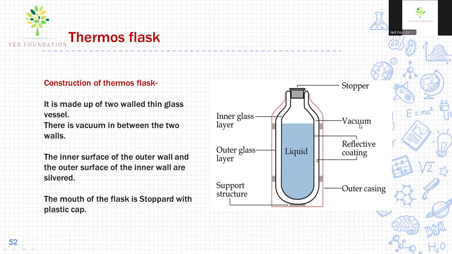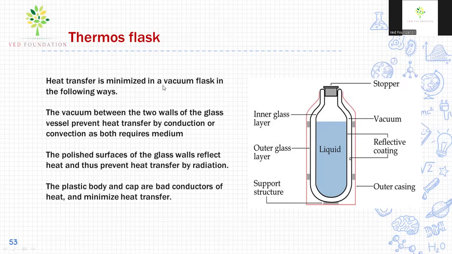The inner surface of the outer wall and the outer surface of the inner wall are silvered. The inner surface of the outer wall and the outer surface of the inner wall mean the inside sides of the glass walls are silvered. The mouth of the flask is stoppered with a plastic cap. This is the stopper, a plastic stopper.